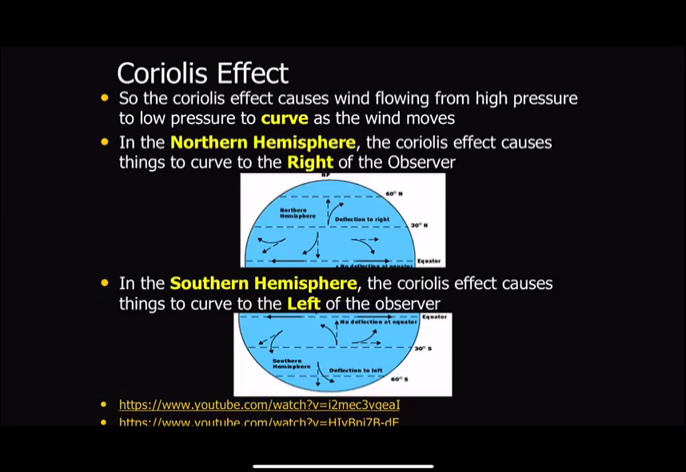Notice the picture at the bottom, or I guess I should say the top picture. Look at how the lines are moving. See how the lines begin to curve? In the southern hemisphere, below the equator, the Coriolis effect causes things to curve to the left of the observer. Notice the solid lines, and how things move to the left. We will be watching some videos that demonstrate this effect.